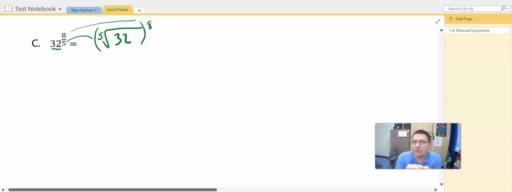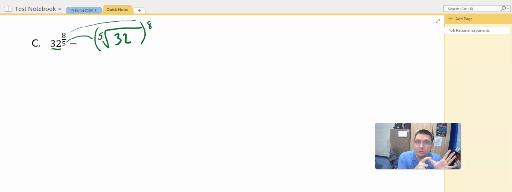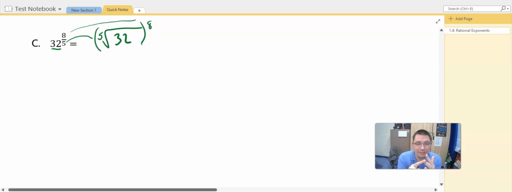And so we have to ask ourselves, what times itself, times itself, times itself, times itself gives us 32. Well, 2 times 2 is 4. 4 times 2 is 8. 8 times 2 is 16. 16 times 2 is 32. So this is going to be 2 to the 8th.